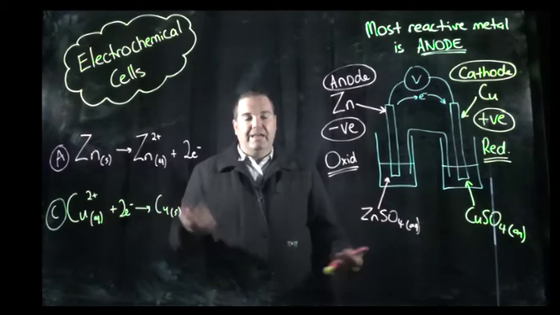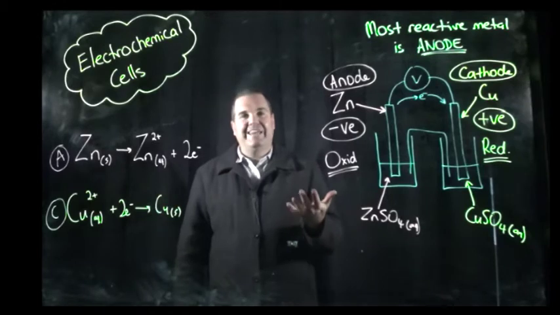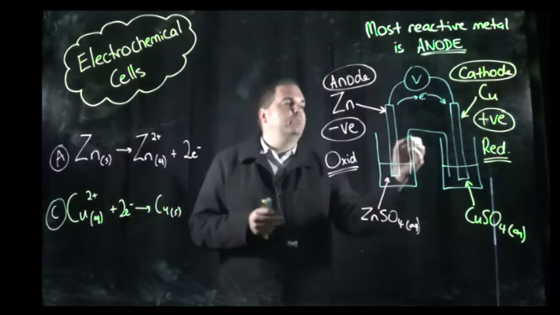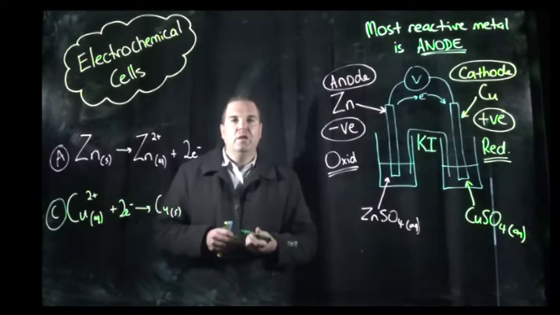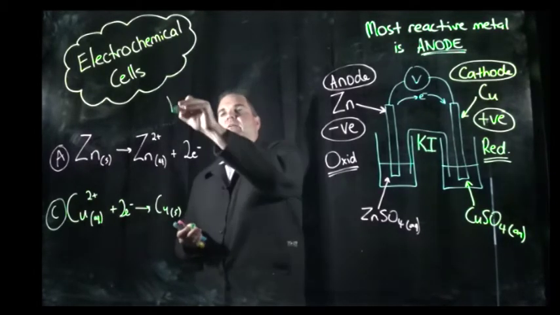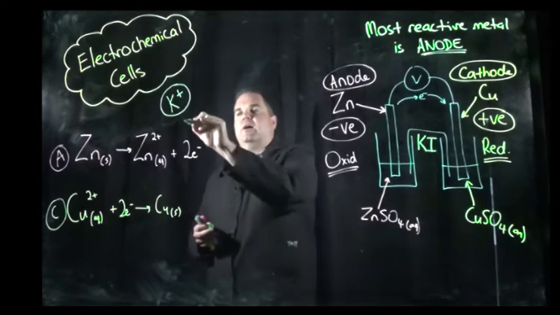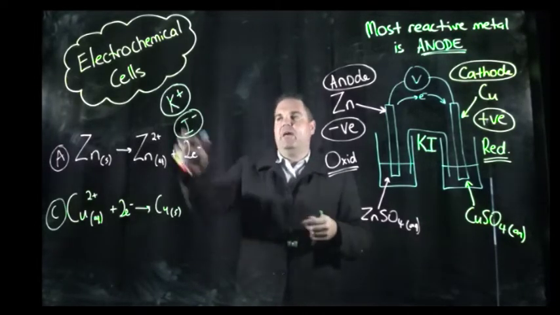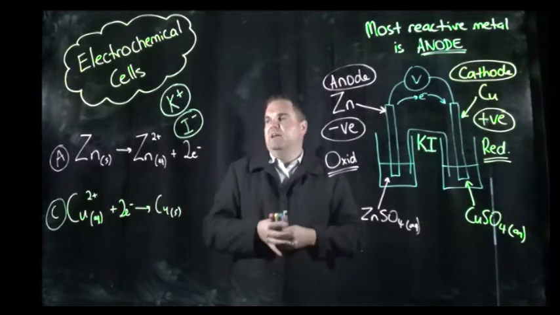Now, the last thing that we haven't looked at is our salt bridge and what's happening here. The salt bridge can be any number of different things. For this one, what I'm going to use as our salt bridge is aqueous potassium iodide. Potassium iodide is made up of potassium ions, which are K+, and iodide ions, which are I-. So we need to work out what's going to happen with these different ions and where they go within the reaction.